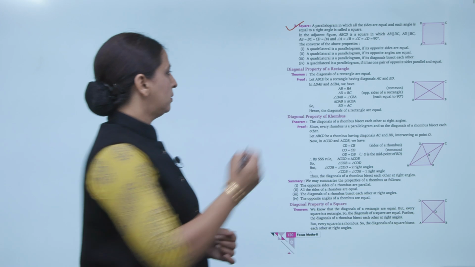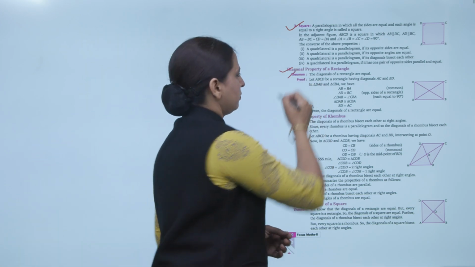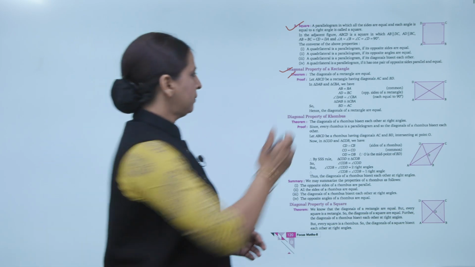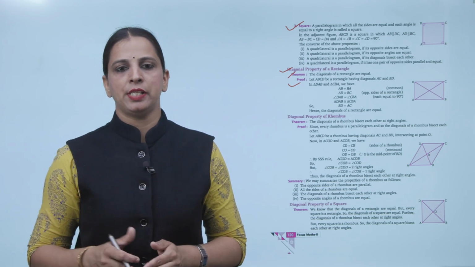Now next is diagonal property of a rectangle. Theorem: the diagonals of a rectangle are equal. Let us do the proof. Let ABCD be a rectangle having diagonals AC and BD.